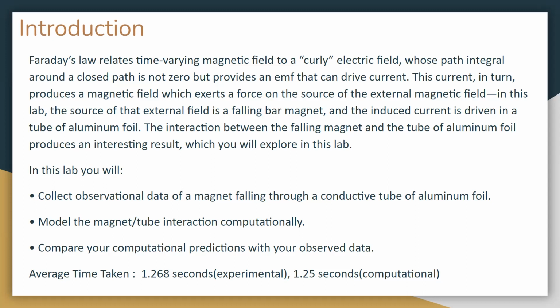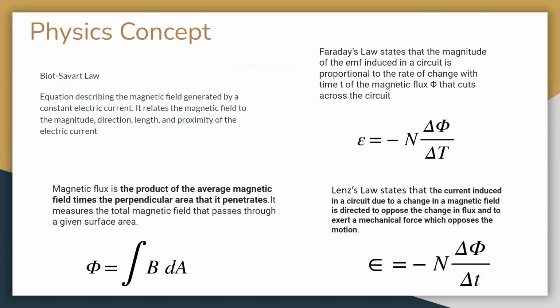In this lab, I collected observational data of a magnet falling through a conductive tube of aluminum foil, modeled the magnet and tube interaction computationally, as well as compared my computational predictions with my observed data. The average time taken experimentally was 1.268 seconds, and computationally it was 1.25 seconds, which is pretty close.